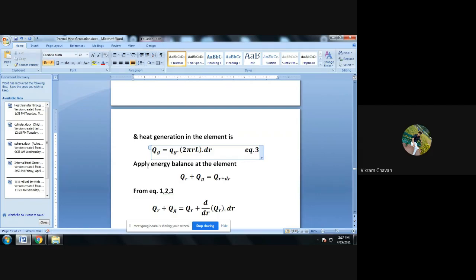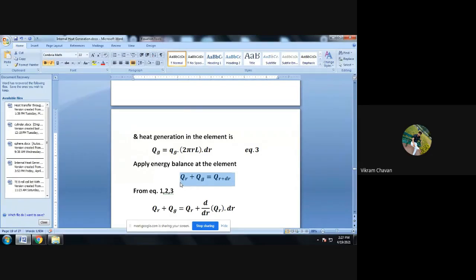How much heat is coming inside the element, how much heat is generated by the element, and how much heat is leaving that particular element. So the energy balance equation will be written in this manner: heat entering the element plus heat generated in the element is equal to heat leaving the element. So Q suffix R plus Q suffix G is equal to Q suffix R plus dr.